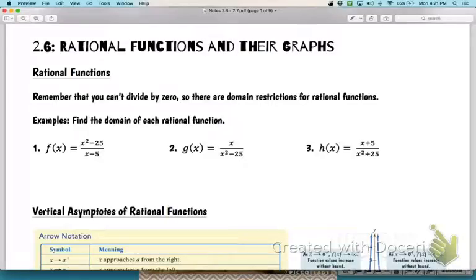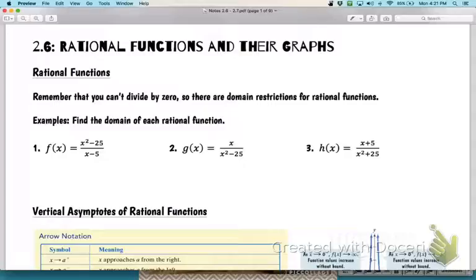So in the previous parts of this chapter, we looked at polynomial functions and their graphs. And what we're going to be looking at in the last part of this is rational functions and their graphs. And rational functions do all kinds of weird stuff. So there's a lot of things that we will need to take a look at here.